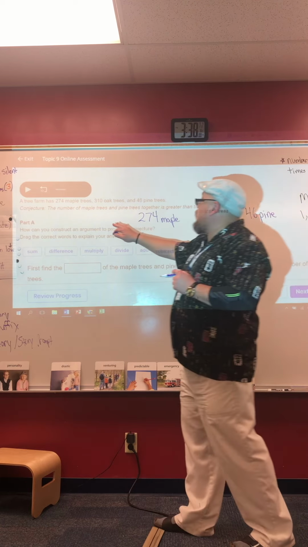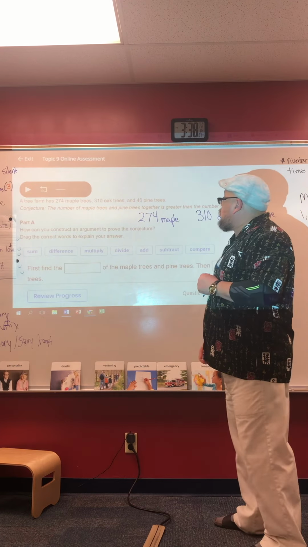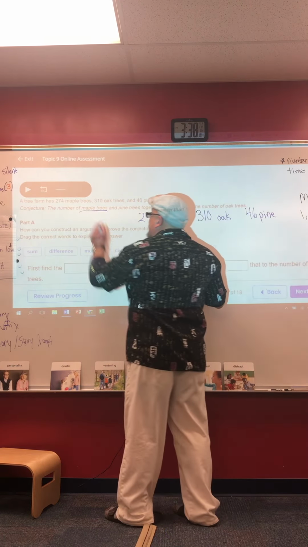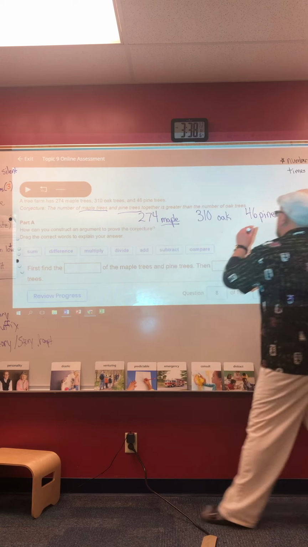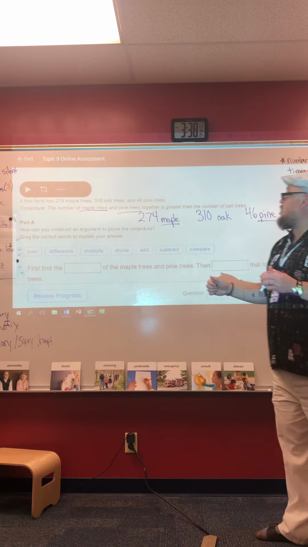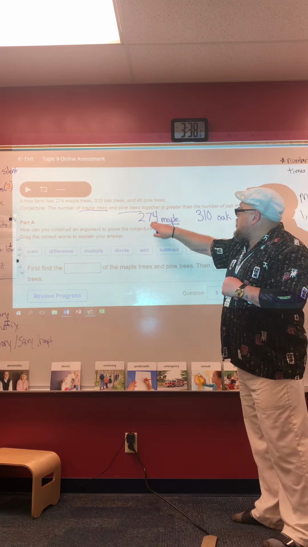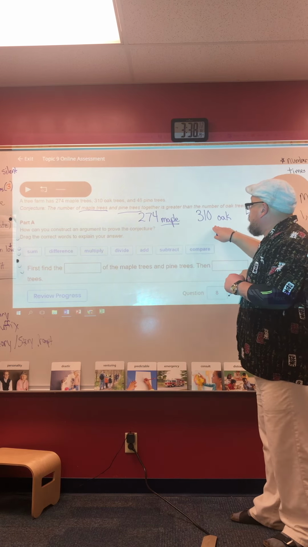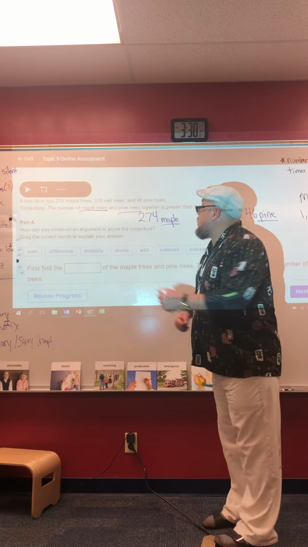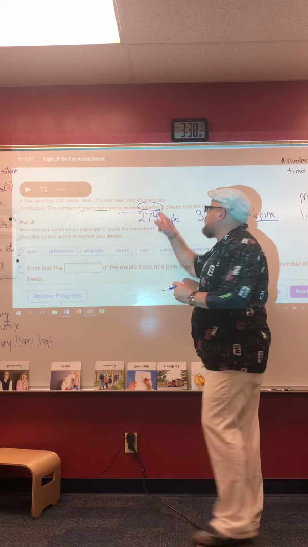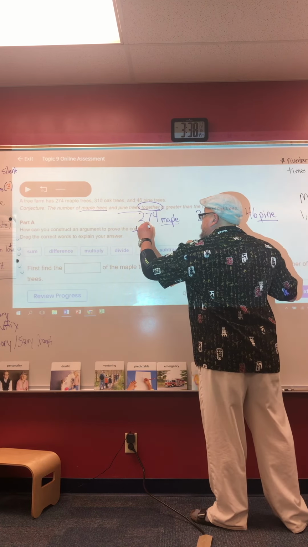Now it asks us, how do we know if the number of maple trees and pine trees together is greater than the number of oak trees? Well, let's look right here. Maple trees, I'll underline that. So we know we need maple trees and pine trees, which is 46 pine trees. How do we know that those two together is greater than the number of oak trees? Well, then I ask them, okay, if we need to know if these two together is greater than oak trees, what do we need to do with the maple trees and pine trees? We need to put them together. See, that is the key word we're looking for, together. That means addition. So we're going to take 274 plus the 46.